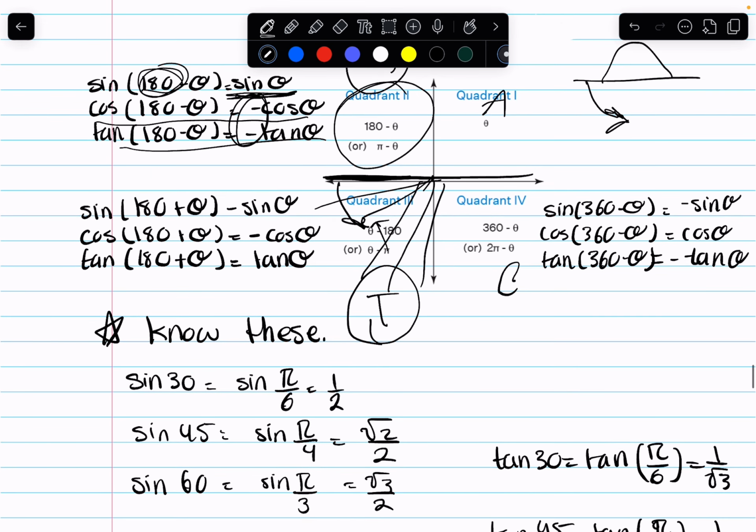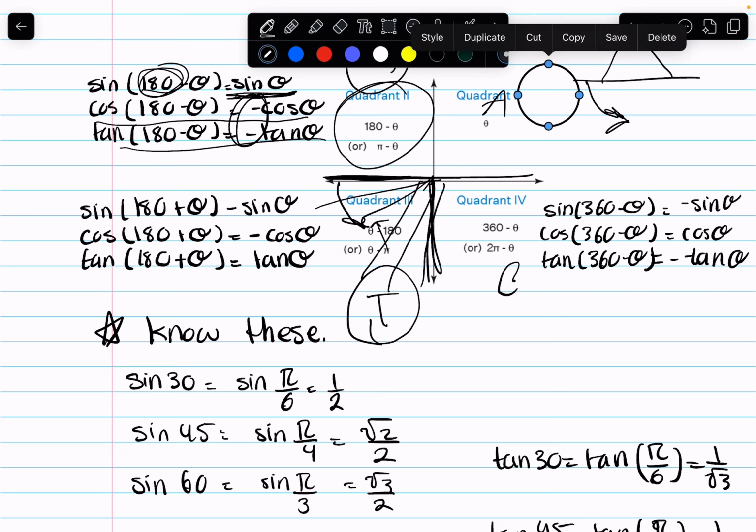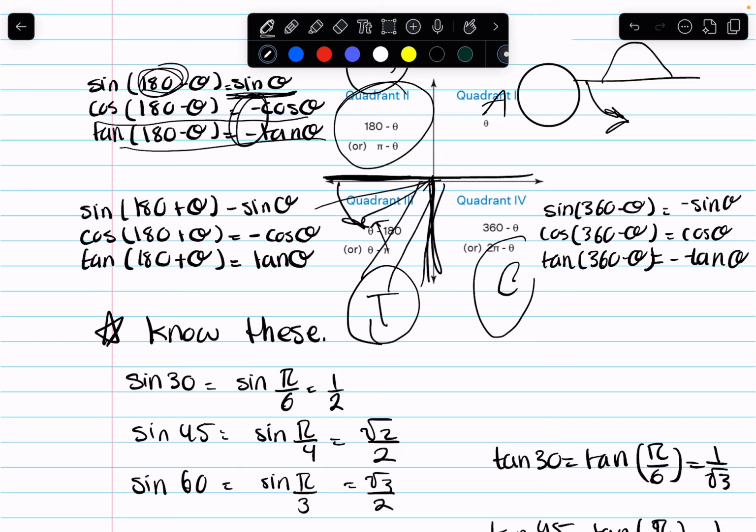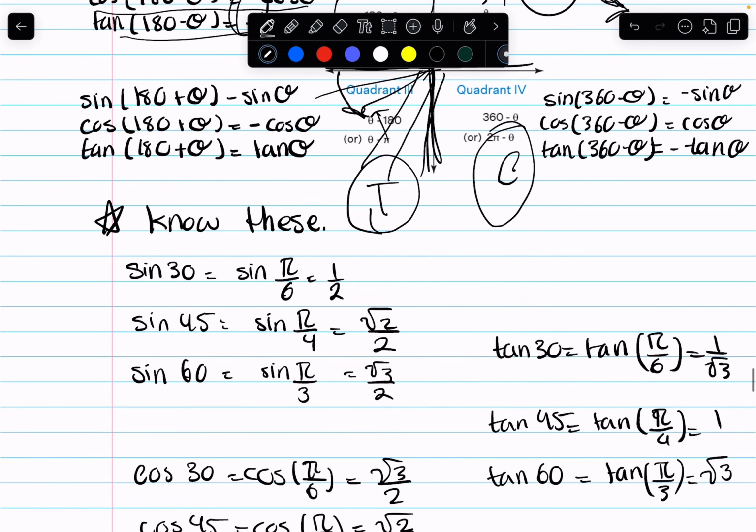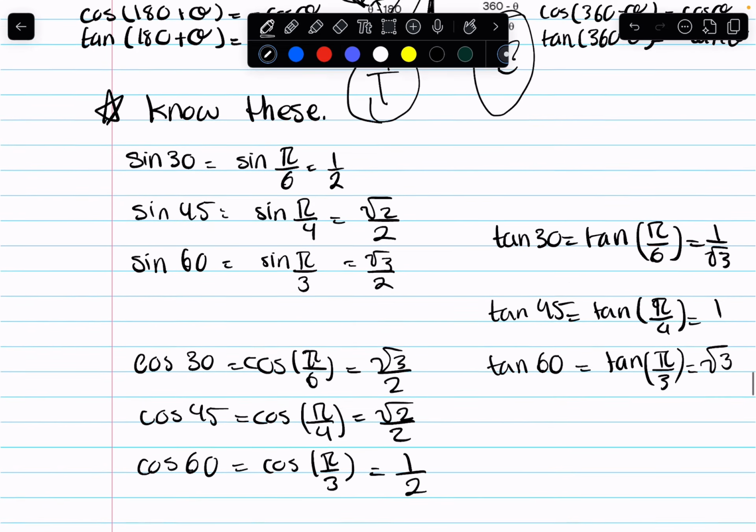Same thing happens with cosine, except it's 360 minus theta or 270 plus theta. So 360 minus means a full circle, but minus the theta that you want to calculate. And in this case, only cosine is going to be positive. So make sure you know these.